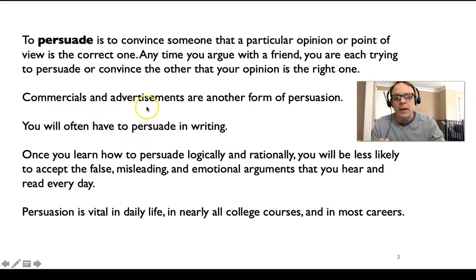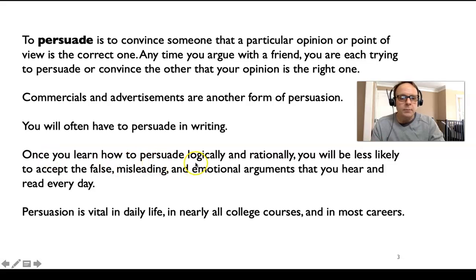Obviously, commercials, advertisements, and other things like that that we see on television or billboards or on the internet are usually persuading us to buy a product or do something. You'll often have to persuade in writing in college and in other places too. At work, you may have to persuade with memos and business letters and all kinds of different things, emails and text and fax. Well, fax is not so much a thing these days, but all these business communications are things where we often use persuasion.